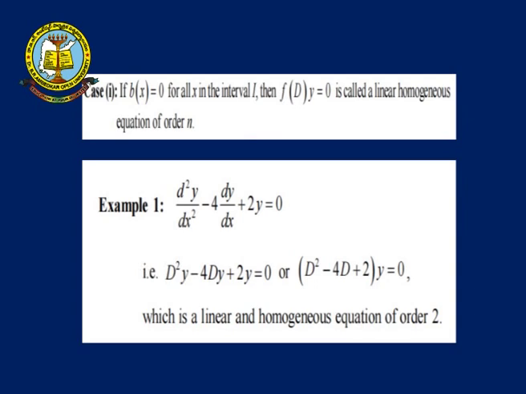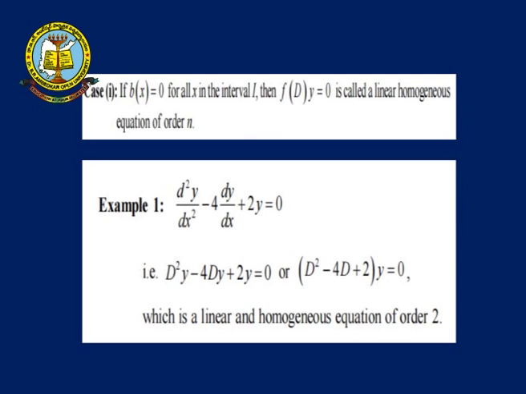As an example, take the differential equation d square y by dx square minus 4 dy by dx plus 2y equal to 0. I want to convert it into operator form. Here d by dx I will write as D. So the first term is D square y, the second term is minus 4Dy, plus 2y equal to 0. Taking y common, we get D square minus 4D plus 2, into y, equal to 0.